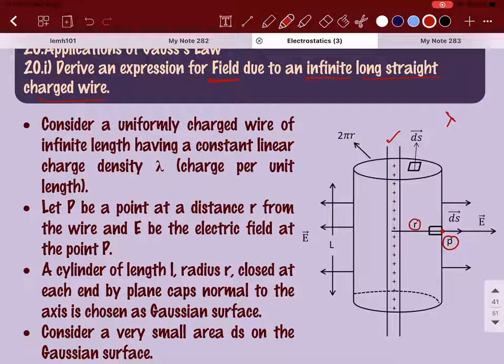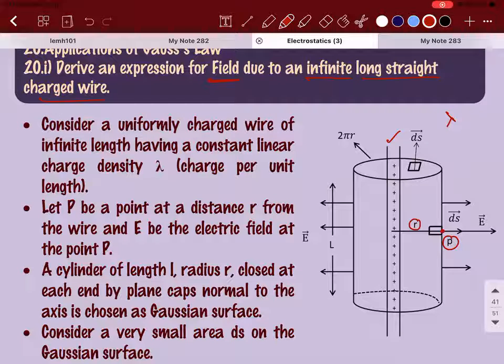You need to consider a point after that. You took the distance also r. Then consider a Gaussian surface. So when you say Gaussian surface, did I say it should be symmetric? Consider a Gaussian surface which is symmetric with respect to the charge distribution, and you also need to ensure it passes through the point where you're trying to calculate the field.